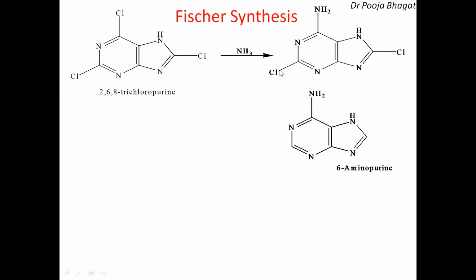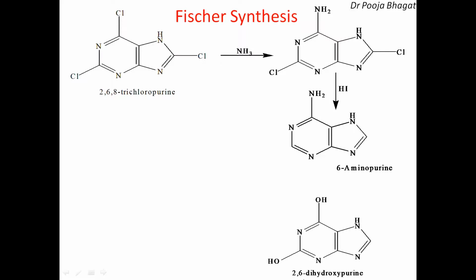Now you have to replace this Cl and this Cl, both of them. This you can easily do. You have to replace Cl by hydrogen, so you heat it with HI. When you heat it with HI, the Cl will go out and H comes in. So this is 6-aminopurine. Now let's take another example. Let's say you have to prepare this. What is this?